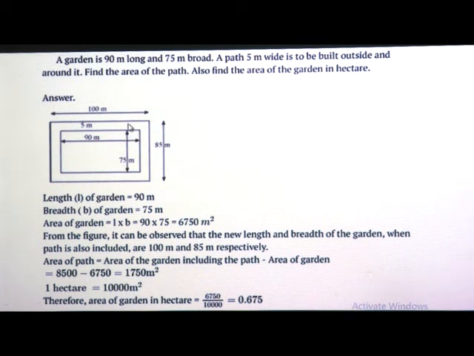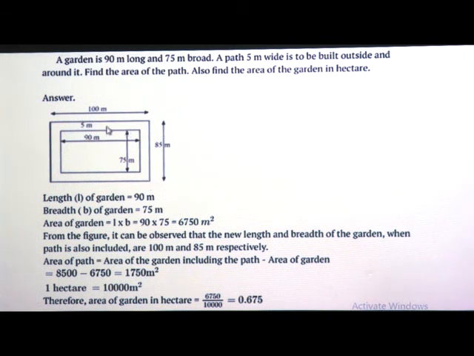So, here again 5 meter will be added. So, it is 80, and this again 5 meter we will add. So, it is 85. In this way we can say what the length is and what the breadth is. Already we had written here that 100 meter will be the length and 85 meter will be the breadth.